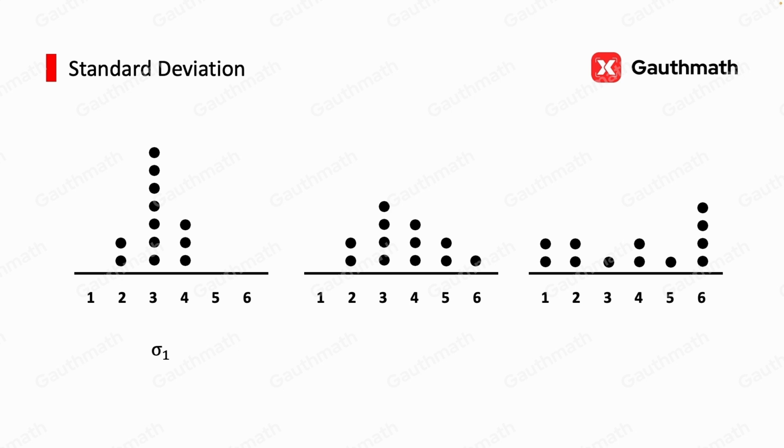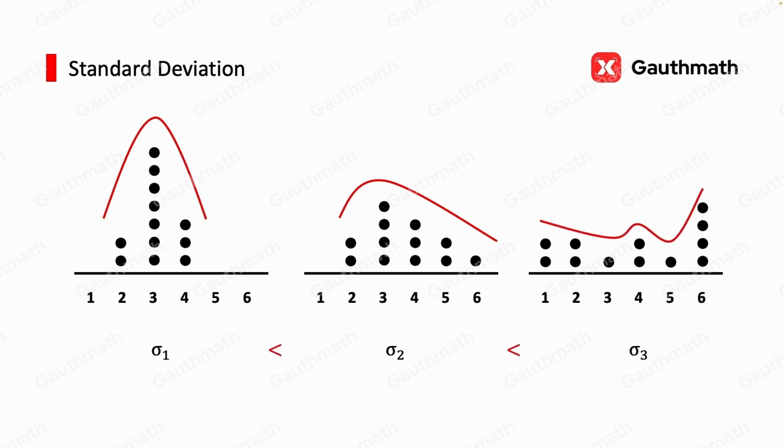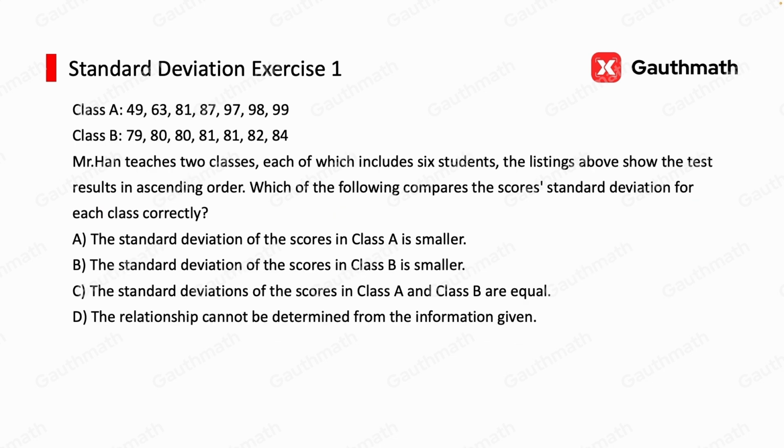In this example, the data points on the first graph are pretty concentrated around 3 and 4, so it has the smallest standard deviation. The points on the second graph, however, are not concentrated on a single value, but they are not scattered everywhere either. On the other hand, the points on the last graph are everywhere, meaning that this set of data has the greatest standard deviation. Now we know how to compare standard deviations analytically and graphically.